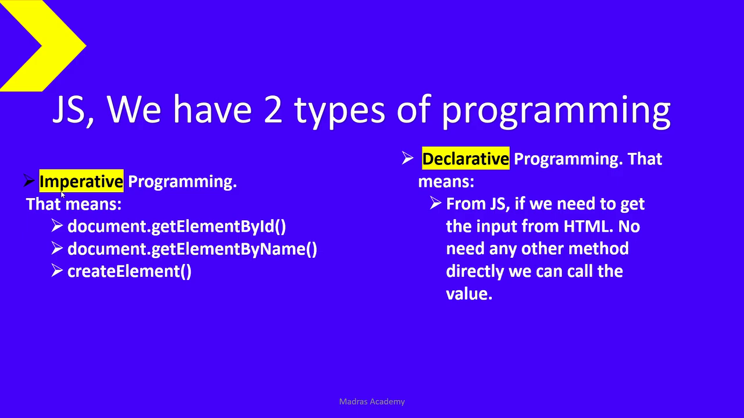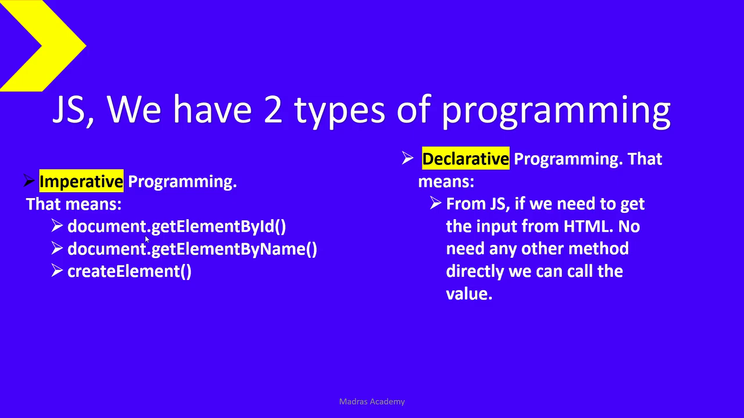The first one is imperative programming and declarative programming. In JavaScript we have two types of programming, imperative and declarative. React is a declarative syntax. And what is imperative programming?